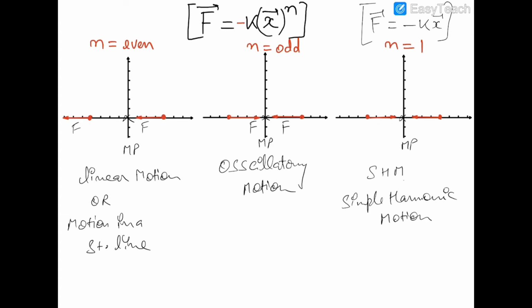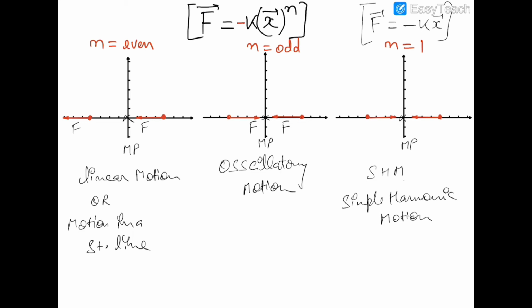So if the force acting on the particle is minus k x to the power 3 or minus k x to the power 5, then that motion would not be SHM, but that motion would still be oscillatory motion. And in the first case, this is neither oscillatory motion nor SHM, and it is in fact a linear motion, or a motion on a straight line. So this was SHM, and I hope you are getting the difference between SHM and oscillatory motion.